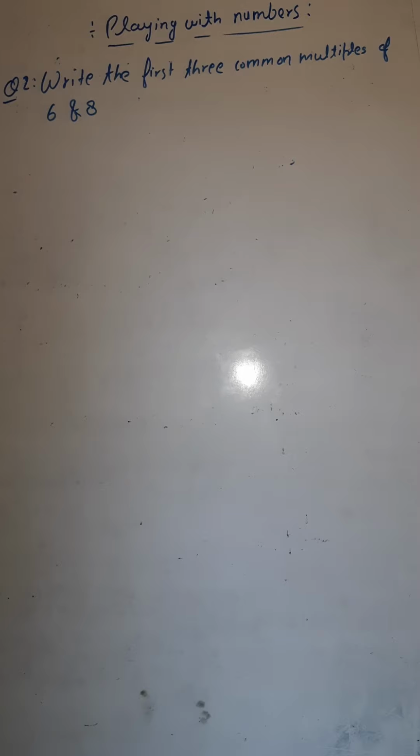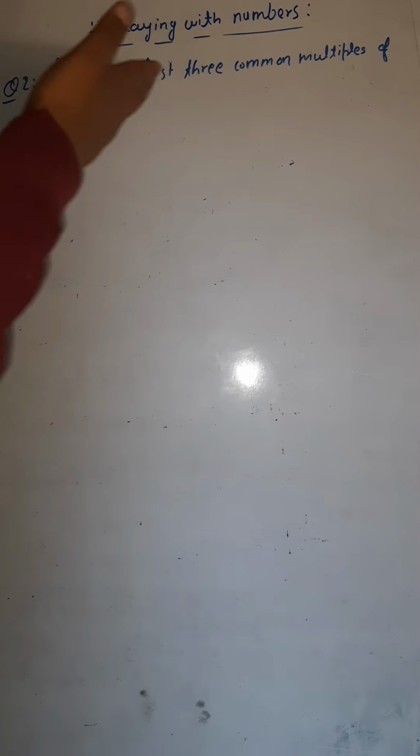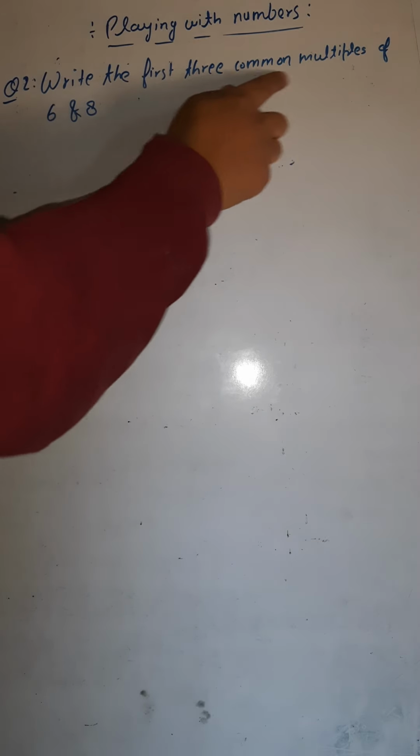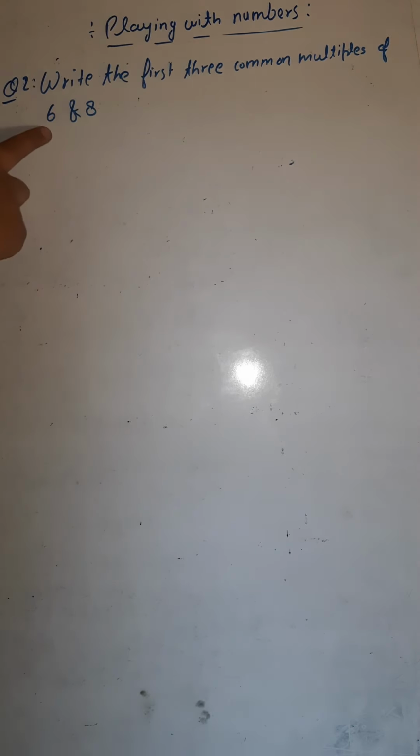So here is the next question before you. Question is, write the first 3 common multiples of 6 and 8. So what are the common multiples of 6 and 8? Here not factors, you have to find out common multiples. So first we would find out the multiples of 6, then you would find out multiples of 8, then they are common. Okay, so let's do it.